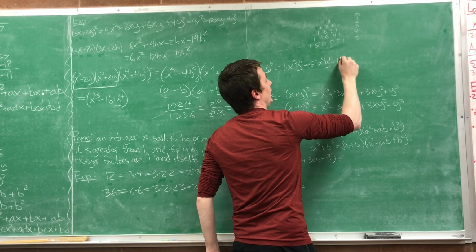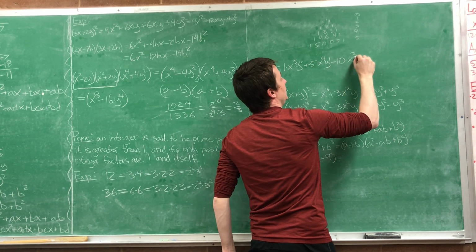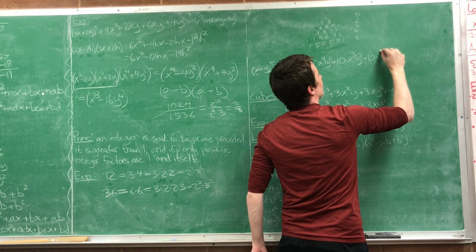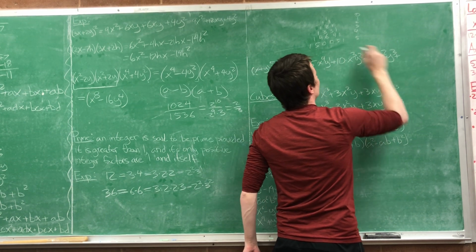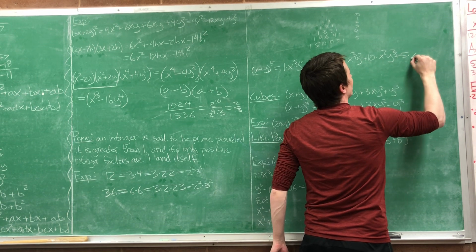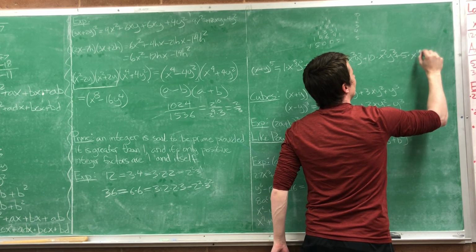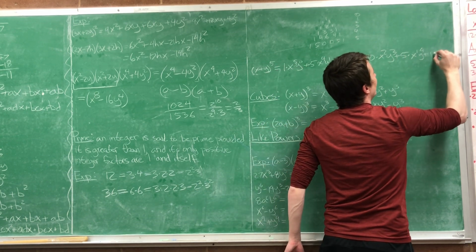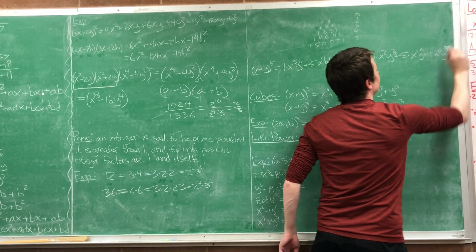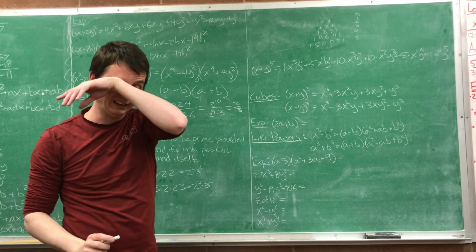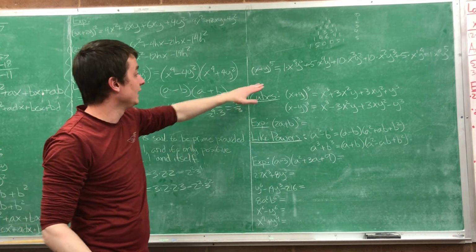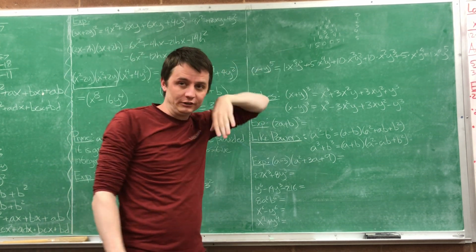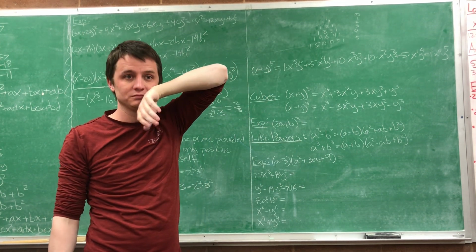Plus next, 10 times x to the 3, y to the 2. Plus next, 10 times x to the 2, y to the 3. Plus 5 times x to the 1, y to the 4. Plus 1, x to the 0, y to the 5. And that's the answer. And that's a lot easier than multiplying out 32 terms. Building this little triangle. That little triangle is called Pascal's triangle.